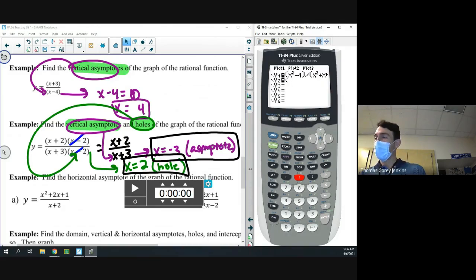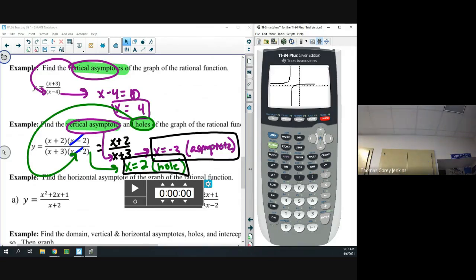So the other one is x plus 2 over x plus 3. I'll give them to you here in just a second. All right, so let me fix that and look at the graph.